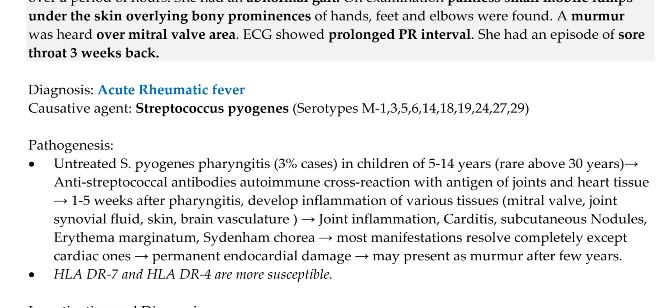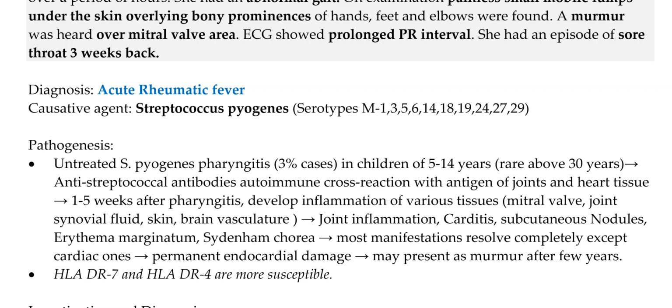And obviously here the antibodies which are formed, that is anti-streptococcal antibodies, show autoimmune cross reactions with antigens of joints and heart tissues. So 1 to 5 weeks after pharyngitis, they develop inflammation of these tissues like mitral valve, joint synovial fluid, skin, and brain vasculature. So this causes arthritis, that is joint inflammation, pancarditis, that is inflammation of heart layers, subcutaneous nodules, and erythema marginatum, that is nodules in subcutaneous tissue, and skin redness, that is erythema marginatum.